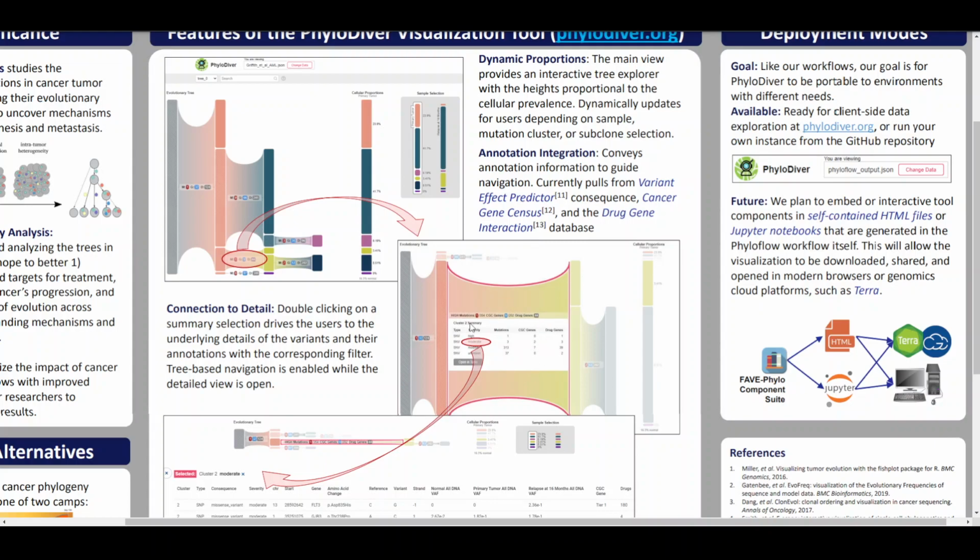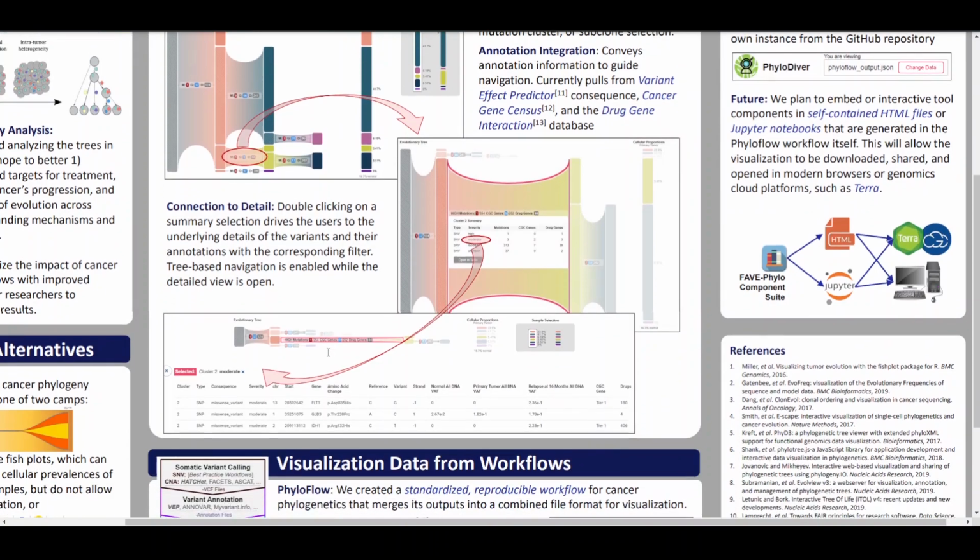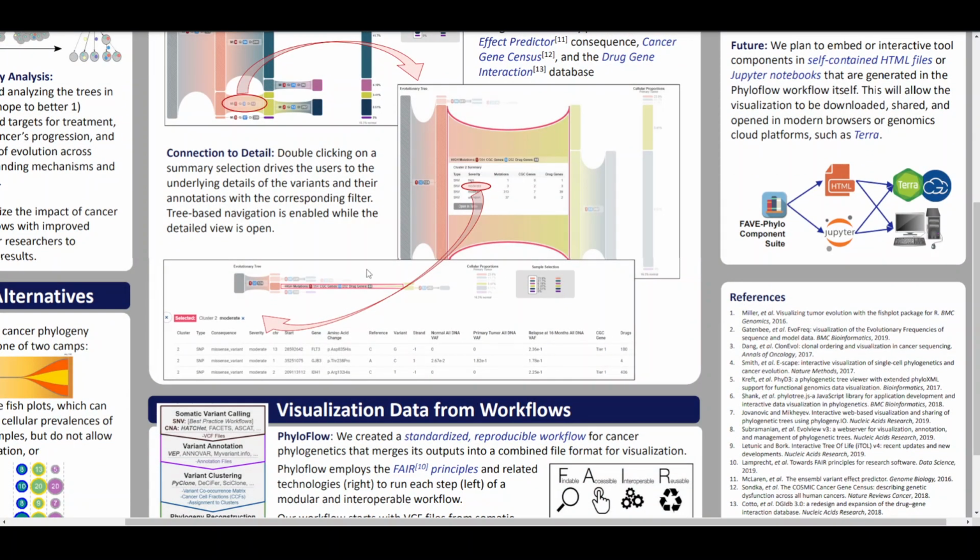And besides seeing this summary information on the annotations, you can click on a row of the summary table. So here, severity equals moderate, to get even more detail from the original VCF and annotations. So this drives the user to all these underlying details that match this particular mutation cluster and the severity impact of moderate that we had selected.